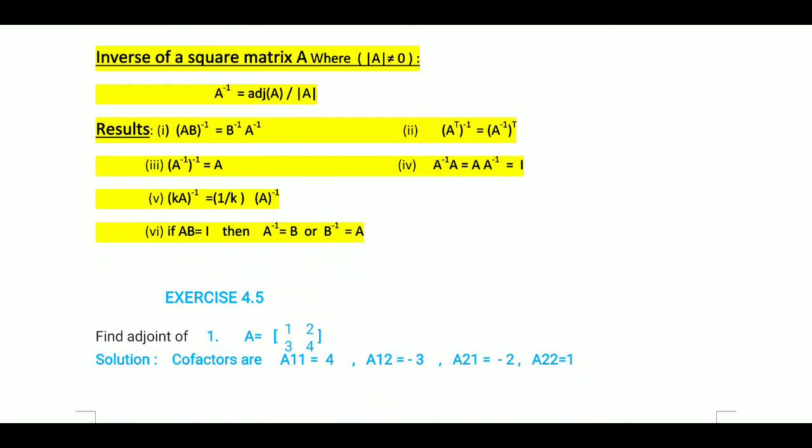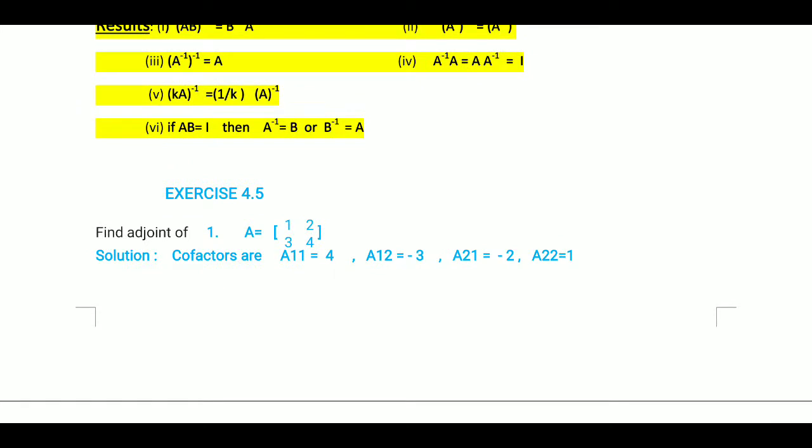Next one, if A into B is equal to I, if we have two matrices and their product gives the identity matrix, then it means A inverse is B or B inverse is equal to A. We already used this in previous exercises. These are some important results. You have to remember them.